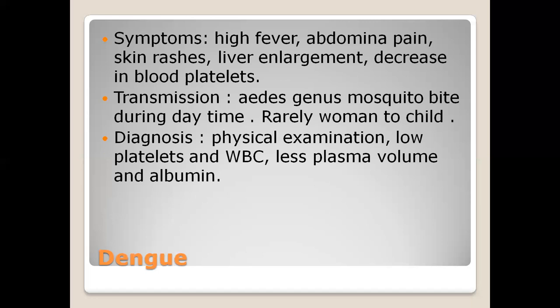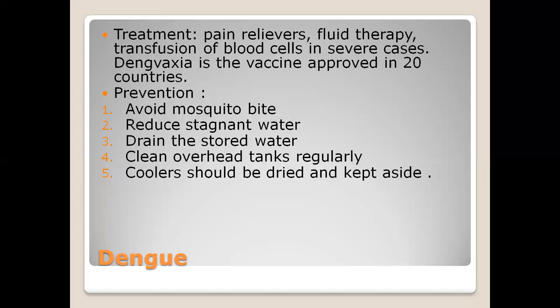Diagnosis of dengue mainly involves physical examination, low platelets and low WBC count, and a low plasma value and albumin may indicate dengue. Treatment of dengue: mainly pain relievers are given, fluid therapy is provided for regaining the platelets, and in severe cases, transfusion of blood cells is done. And a dengue vaccine is approved in 20 countries for protection against dengue.